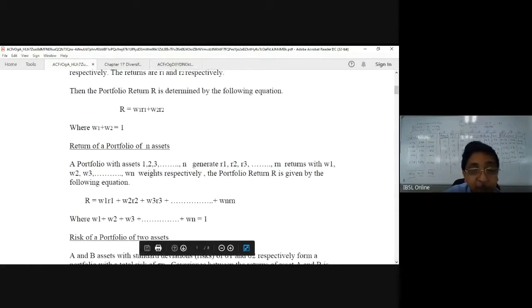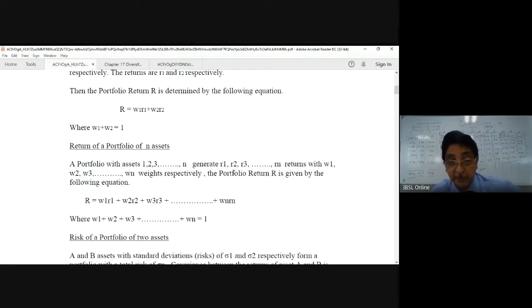A portfolio with assets 1, 2, 3 up to n generate R1, R2, R3. Now these things are clear enough because in mathematics we normally symbolize these things in this manner. Asset number 1 has a return of R1, asset number 2 a return of R2, asset number 3 a return of R3, and asset number n a return of Rn. The respective weights are also given: weight of asset 1 is W1, weight of asset 2 is W2, weight of asset 3 is W3, and weight of asset n is Wn. The same condition is fulfilled, where W1 plus W2 plus W3 up to Wn is equal to 1.